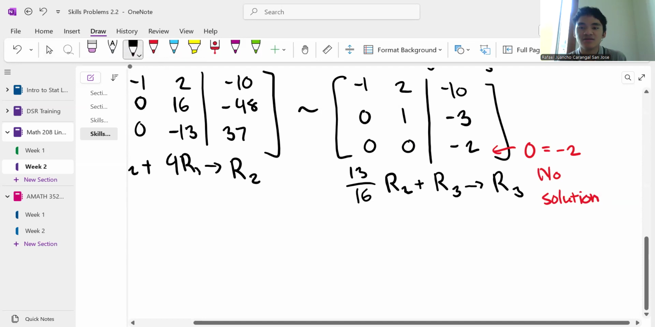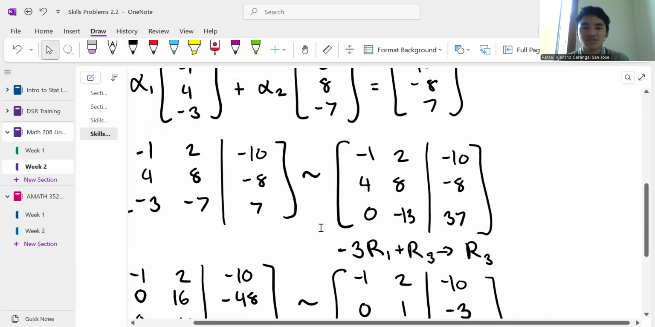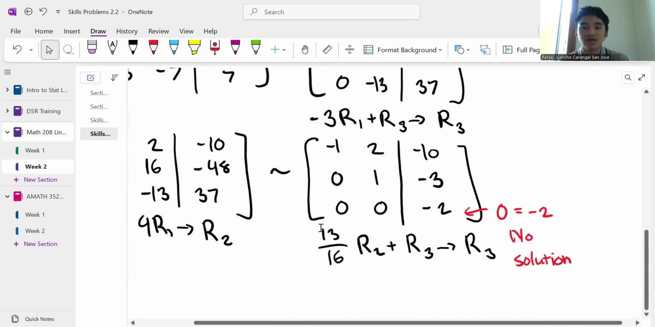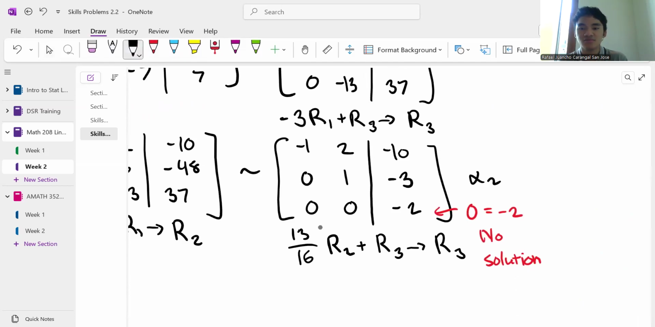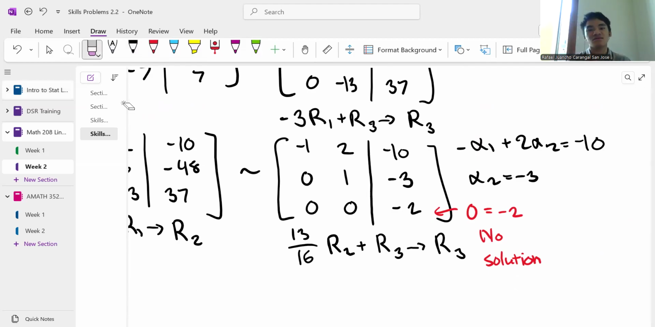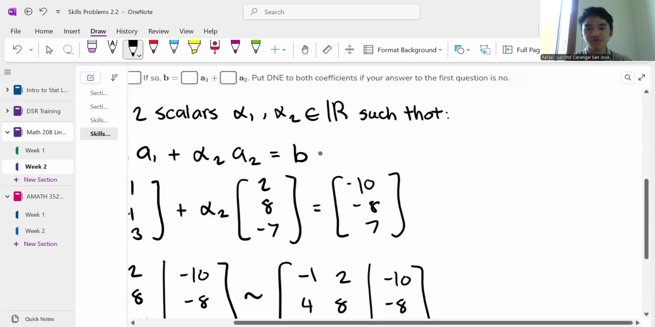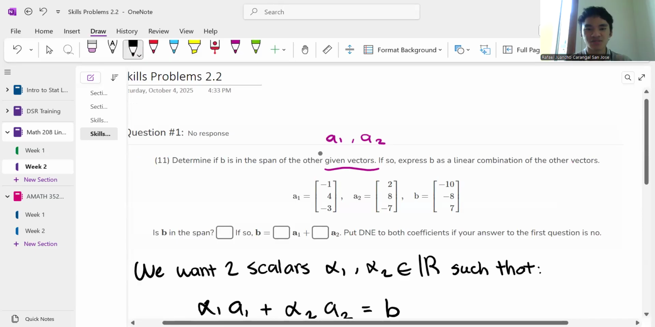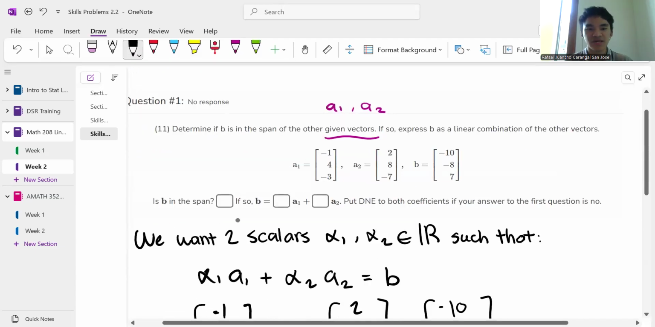We had here, what was this? We had here alpha 2 is equal to negative 3. Then here we had negative alpha 1 plus 2 alpha 2 equals negative 10. But we cannot solve for this last one. And so what's the answer to our question? And we're going to check if this is right. Is B in the span? No. That means B is not in the span.